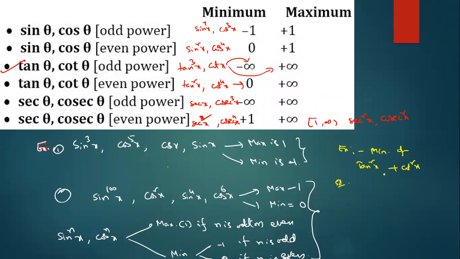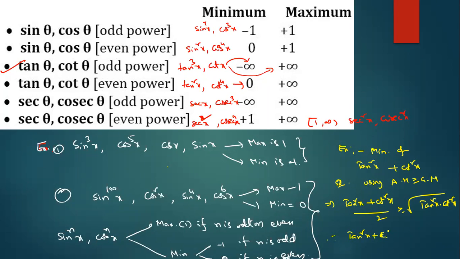Both are positive and both are reciprocal to each other, so using AM is greater than or equal to GM: (x plus y) by 2, two elements, is greater than or equal to root over tan square x into cot square x. Both are cancelled. Therefore, greater than or equal to 1, but divided by 2 means multiply by 2. So the minimum is how much, dear students? 2.